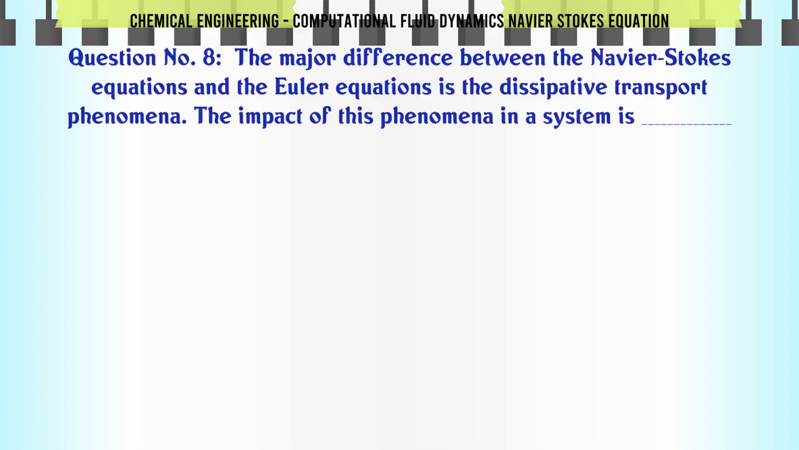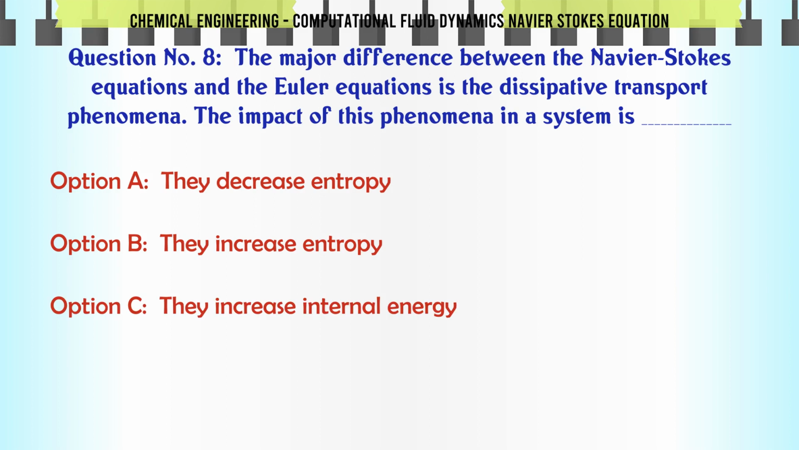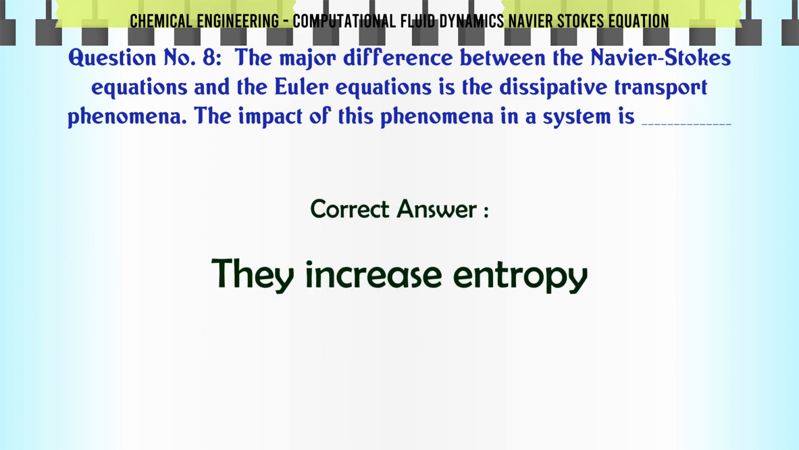The major difference between the Navier Stokes equations and the Euler equations is the dissipative transport phenomena. The impact of this phenomena in a system is: A: They decrease entropy. B: They increase entropy. C: They increase internal energy. D: They decrease internal energy. The correct answer is they increase entropy.